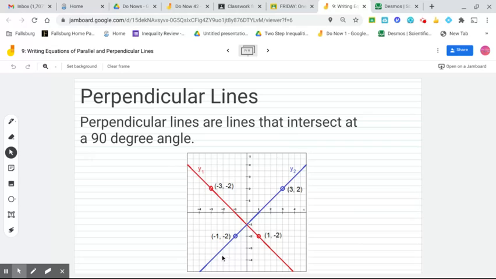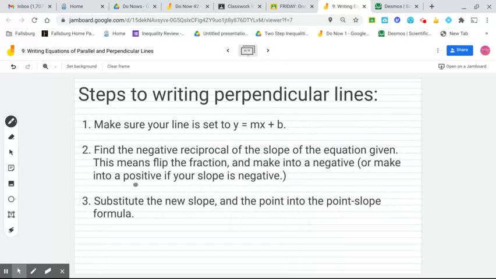So you see here we have this red and blue line. They intersect and they form a right angle, which is 90 degrees. Okay, the steps to writing perpendicular lines: we want to make sure our line is set to y equals mx plus b. Then we're going to find the negative reciprocal. Remember, reciprocal means to flip the fraction, of the slope. So you're going to find the negative reciprocal of the slope of the equation given.